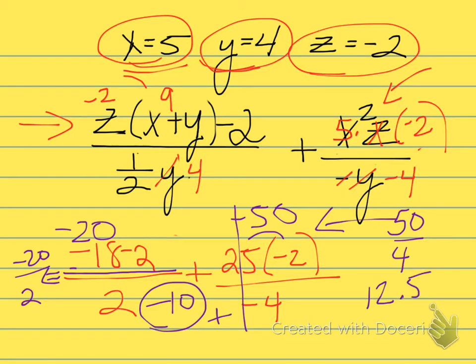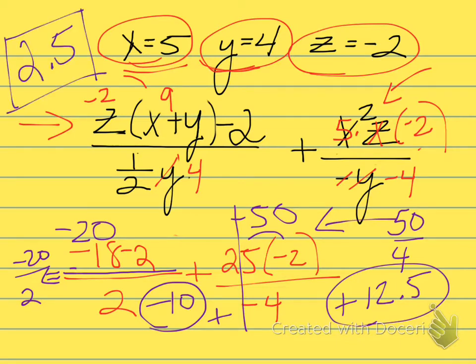Now, I'm supposed to combine a positive 12.5 and a -10. Signs are different. Find the difference. Sign of the higher number, positive. And what's the difference between 12.5 and 10? 2.5. And I did accept the answer way up here in the corner, 2.5. You didn't have to give it to me in fraction form.